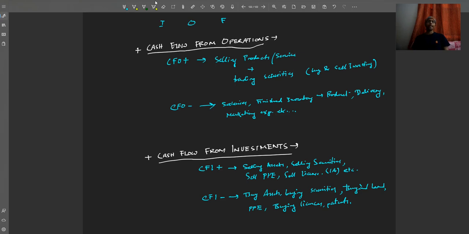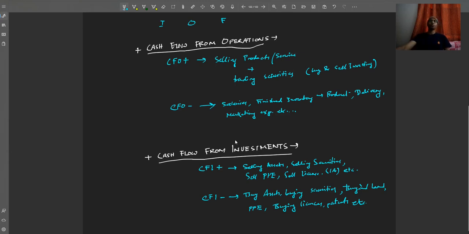So again friends, examples of cash outflow from investing: buying assets, buying securities, buying land, property, plant and equipment, buying licenses, patents, etc. These result in cash outflow from investing. So we are looking at long-term assets being sold or bought. That is creating what we call cash flow from investing.